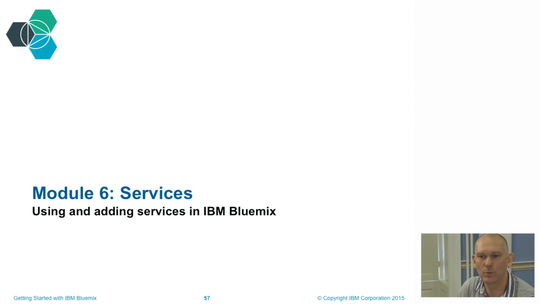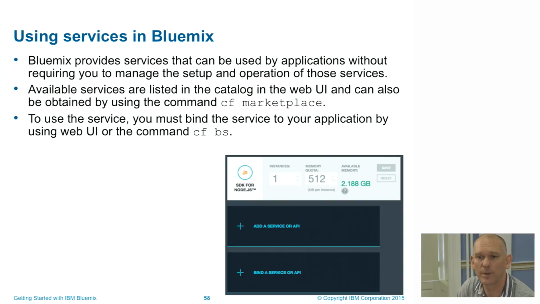Up to now, we've only used an application by itself. In Module 6, we're going to look at how we add services to an application. So when we look at the catalogue, you'll see there are quite a number of services within Bluemix. And if you're on the command line, you can also see that catalogue using the cf marketplace command, and that allows you to see what services are available.